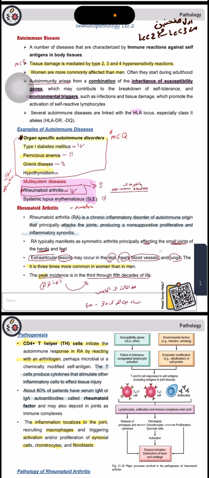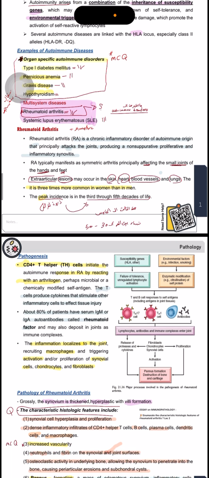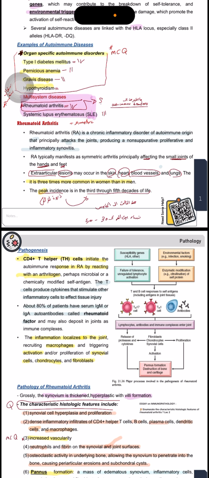DR and DQ. The first thing we take is rheumatoid arthritis, which is a multi-system disease and a chronic disorder of autoimmune origin that attacks the joints, producing non-suppurative proliferative inflammatory synovitis. It affects the small joints of the hands and feet, with asymmetric arthritis. Also, there will be extra-articular lesions in skin, heart, blood vessels, and lungs.